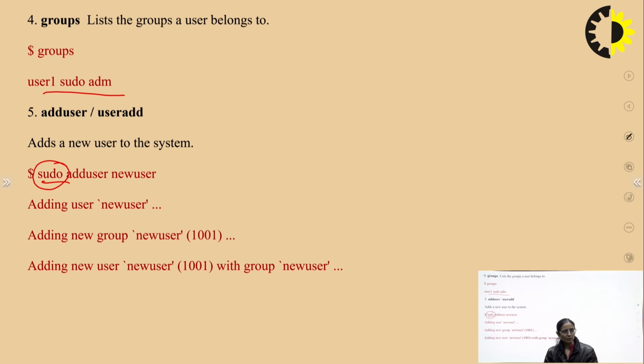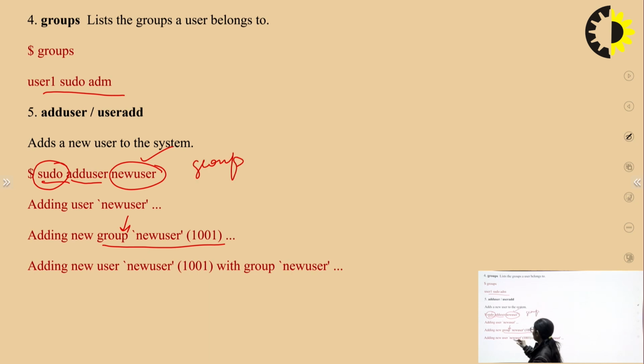So here I have given sudo, then I used the command adduser, and this is my new username. So this is the output. It will say adding new user by the name newuser. Now this new user is being associated with this particular group. Now this is your group. So when you give this command, whatever group you are currently associated with, that group name becomes the group for that particular new user. So adding new user, this is my username, and with the group newuser.